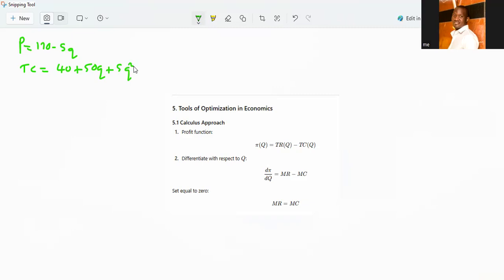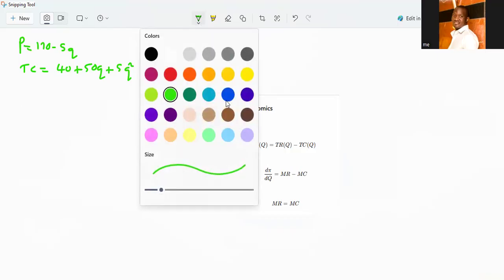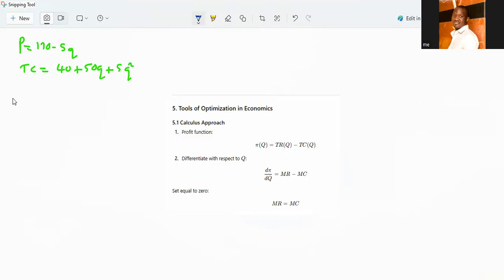Who can help me? How do we find our total revenue? Total revenue is got what? Price times quantity. So our price is 170 minus 5Q. Then we impute the Q at the end here. So meaning our total revenue is 170Q minus 5Q squared. That is our total revenue.